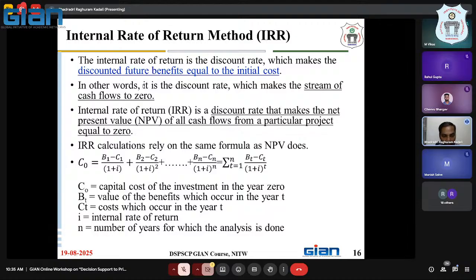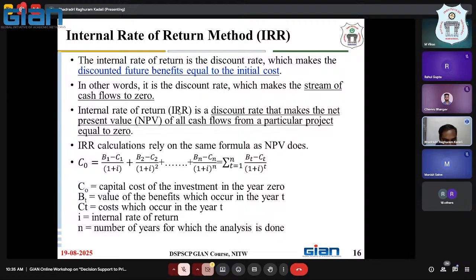In other words, the IRR is the discount rate which makes the stream of cash flows zero. So if you want to make it zero, you set it equal to the NPV value. That is, the internal rate of return is the discount rate that makes the net present value of all the cash flows for a particular period equal to zero. So what is that period? Whatever horizon period you are considering for the project, that may be your 30 years. Then you set the discounted values for all the 30 years equal to zero, and you will get your IRR value.